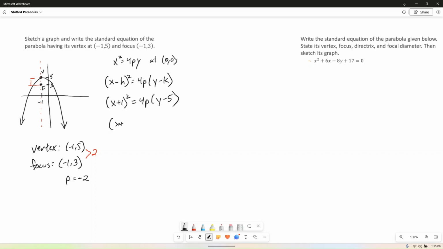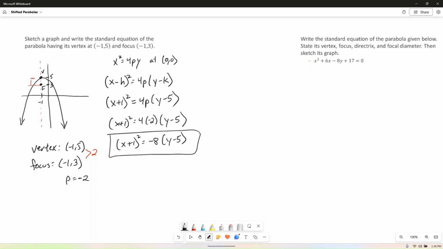So we have (x plus 1) squared equals 4 times the -2 times the quantity (y minus 5). And so our final equation is going to be (x plus 1) squared equals -8 times the quantity (y minus 5). So again, that's our standard equation for this conic. The -8 tells me the graph opens in the negative direction. And because it's an x that's being squared, x is our squared variable, it's going to be a vertical graph, so it's going to open down.